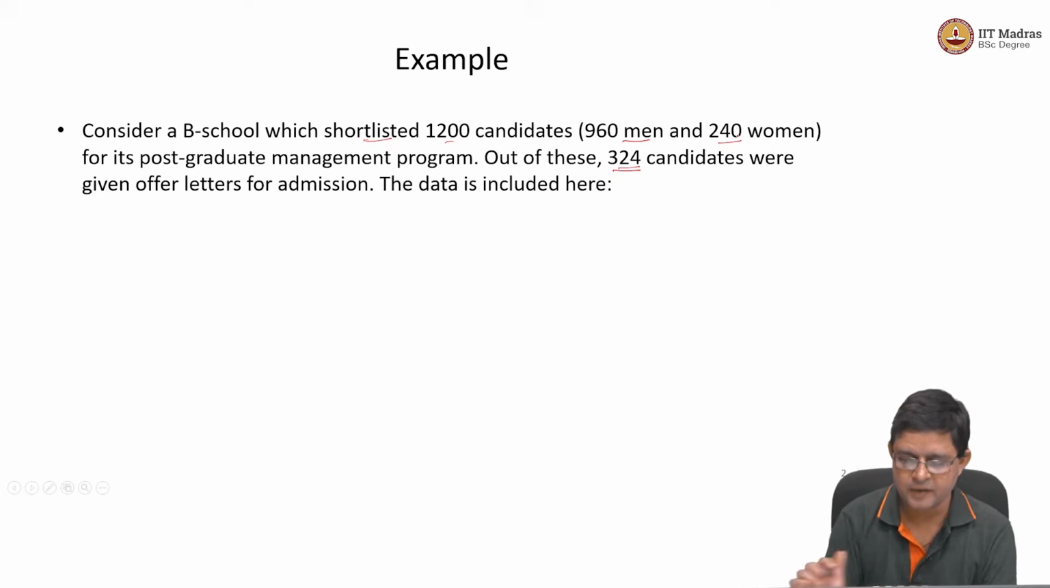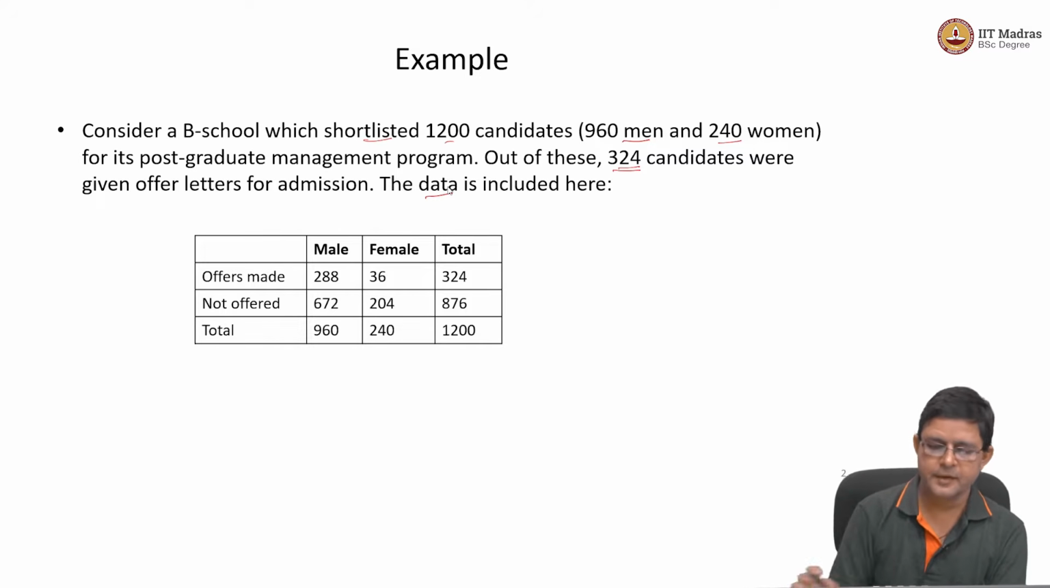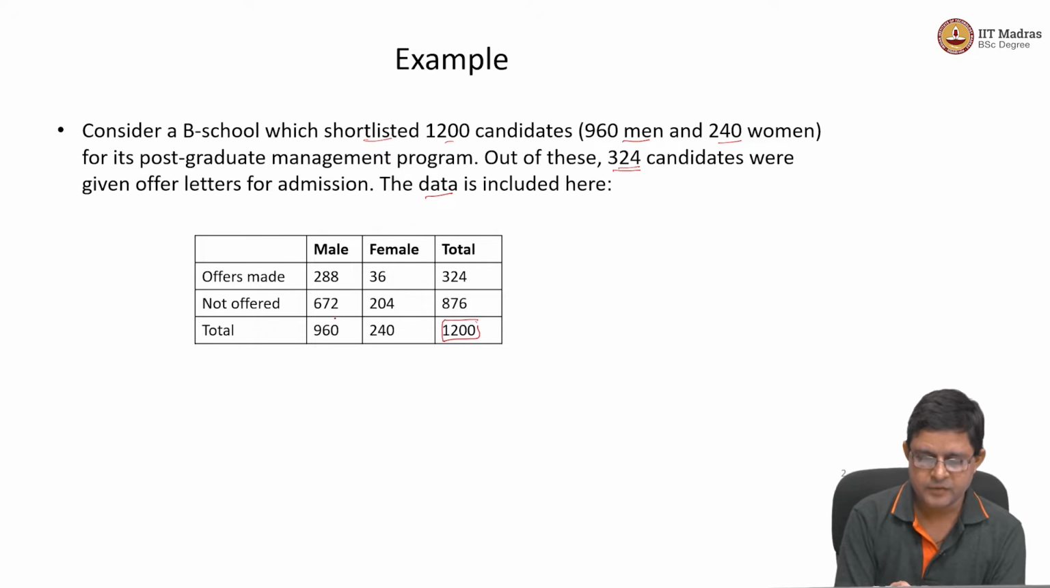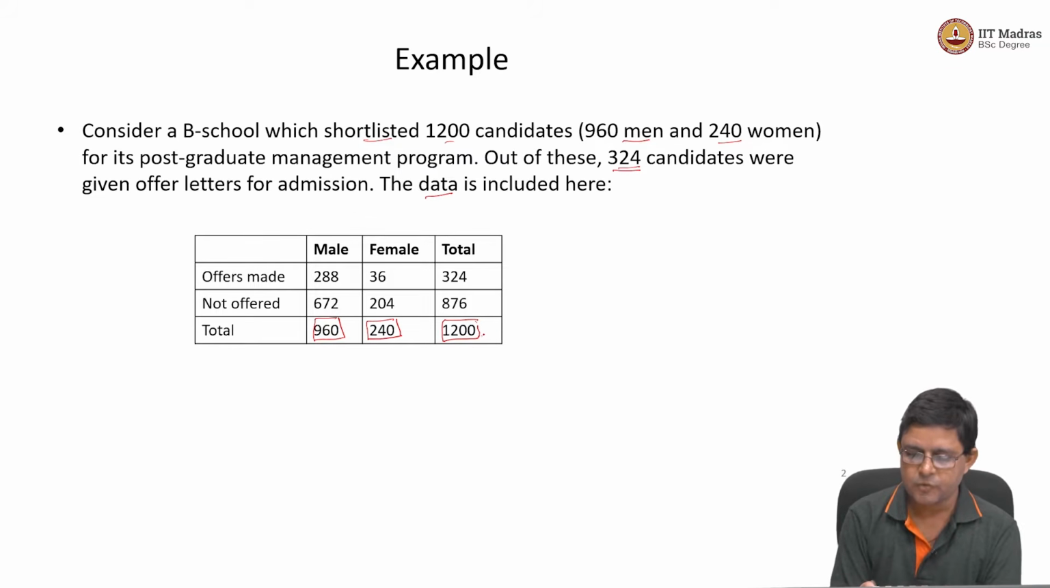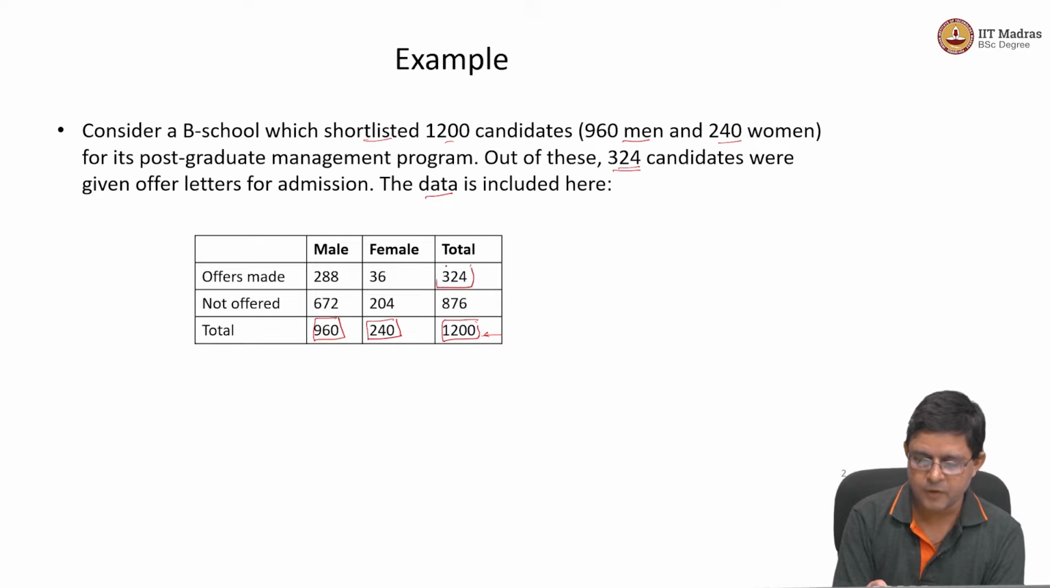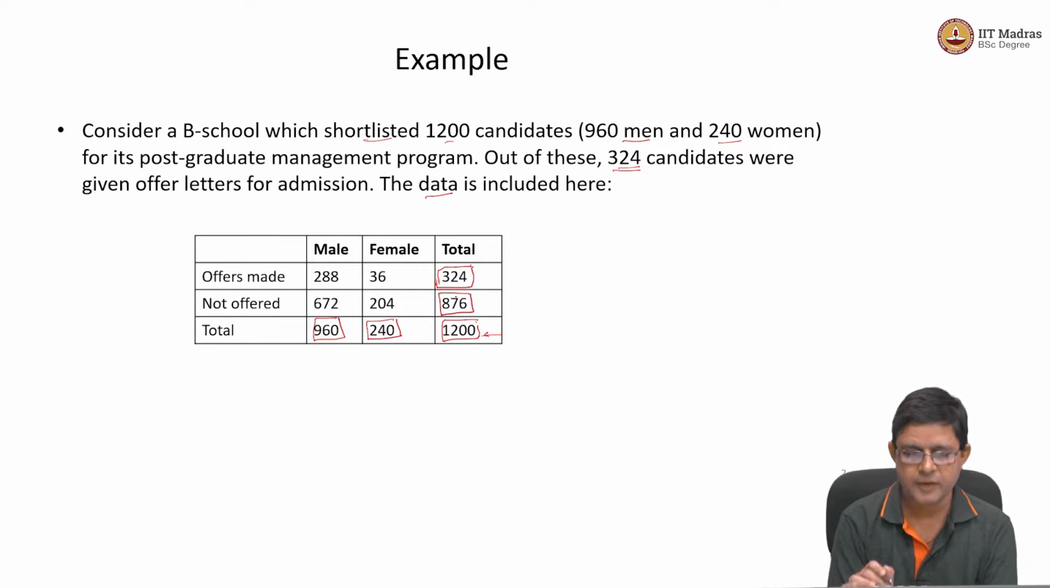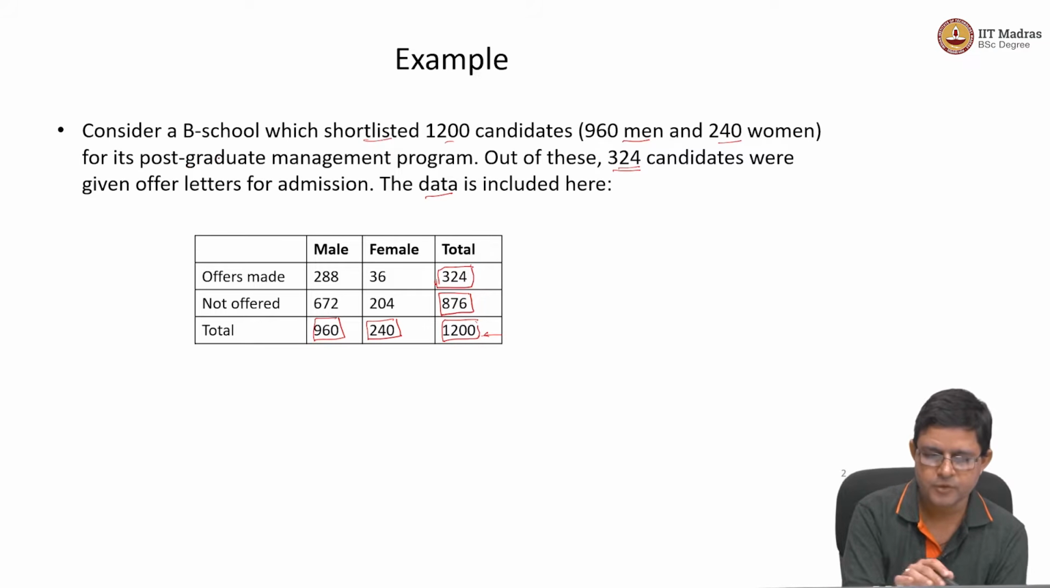So, let us understand the details of this data. This is the data, right. There were totally 1200 candidates who were shortlisted. Out of that, 960 were male candidates, 240 were female candidates. They were interviewed, they were given some other tests, and after all these tests and selection process criteria, 324 candidates were offered admissions. 876 candidates were not offered any admission to the postgraduate management program.